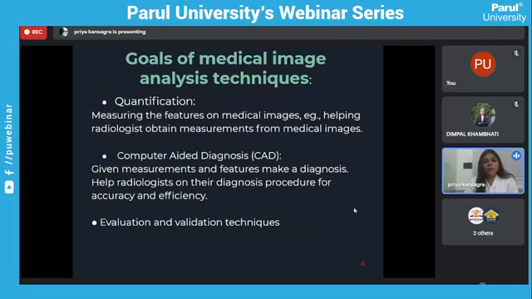Given measurements and features, it makes a diagnosis and helps radiologists in their diagnosis procedure for accuracy and efficiency. Computer aided diagnosis is an important feature for measuring features of certain images, while the radiologist gives the report about the disease and the profile, meaning what problem they have in their reports. It can be described from our images, like this image processing image being processed from the X-ray. Evaluation and validation techniques concern the accuracy we get, meaning a proper way to describe an image.